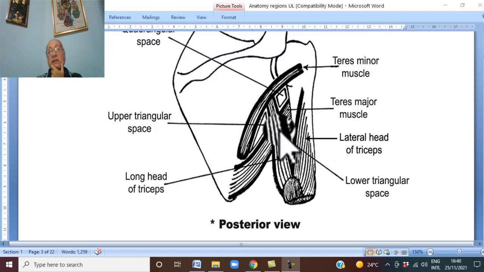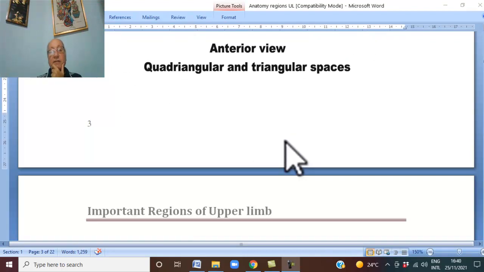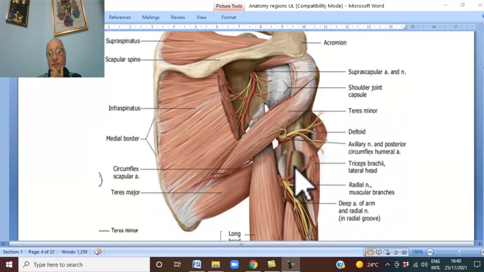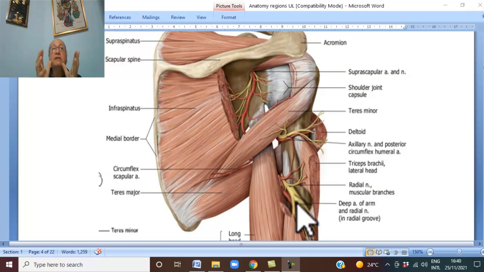It contains what? This space transmits radial nerve and the largest famous branch of brachial artery, which is called the profunda brachii. Radial and profunda brachii. It transmits this structure from anteriorly in the front of the arm to posteriorly in the spiral groove.